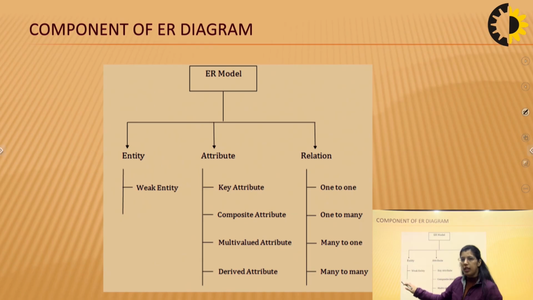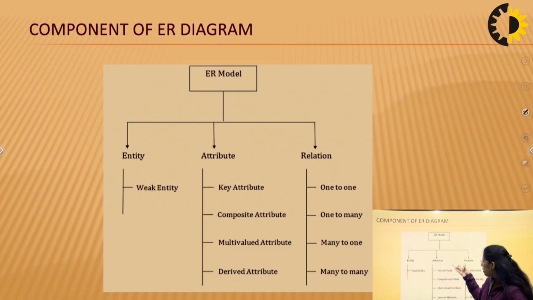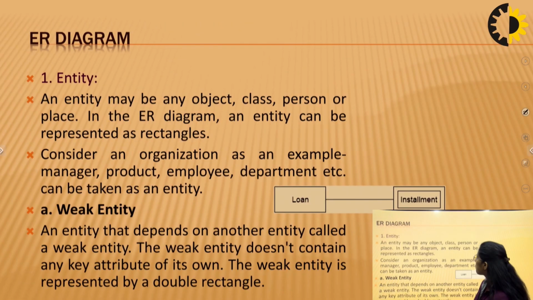Entity can be weak or strong. We will discuss it later. There are different types of attributes and different relationships in the ER diagram. So first of all, let's talk about entity. An entity may be any object, class, person or a place. In an ER diagram, an entity is represented as a rectangle.